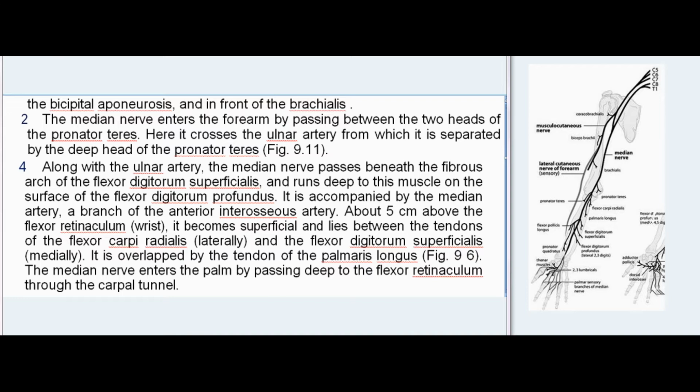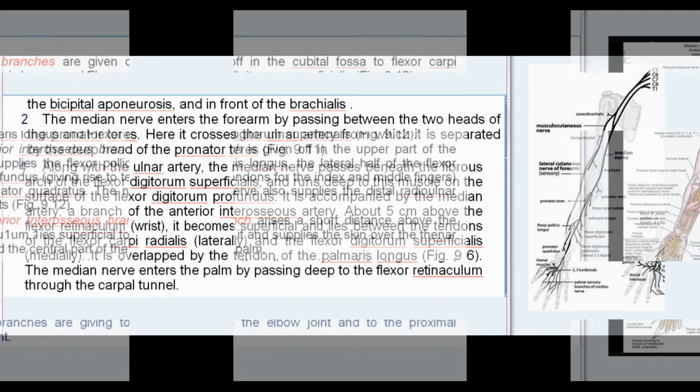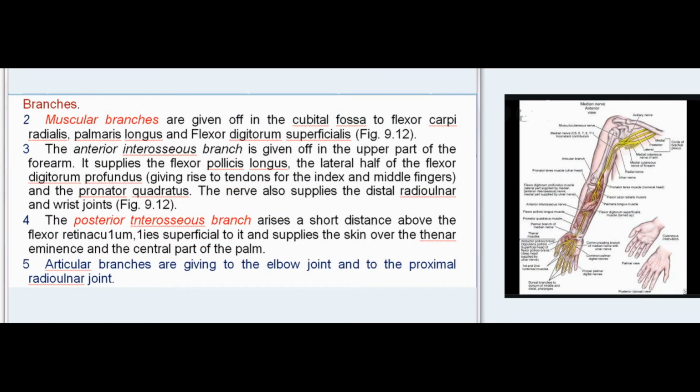The median nerve enters the palm by passing deep to the flexor retinaculum through the carpal tunnel. Branches. 1. Muscular branches are given off in the cubital fossa to flexor carpi radialis, palmaris longus, and flexor digitorum superficialis, Fig 9.12. 2. The anterior interosseous branch is given off in the upper part of the forearm.